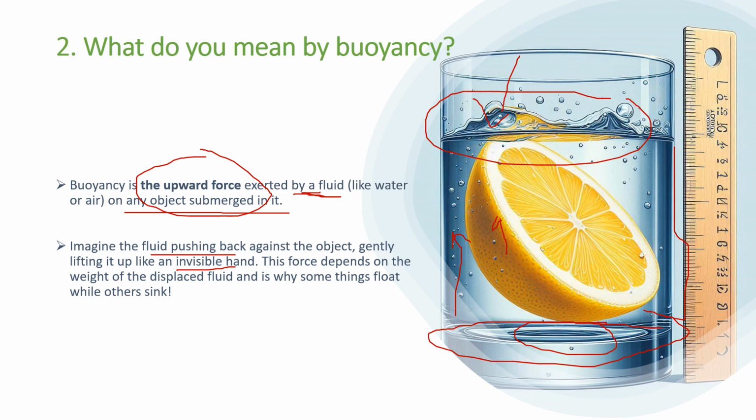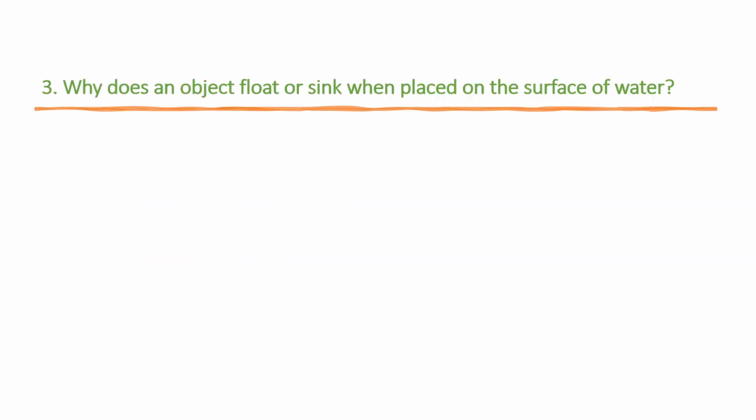This force depends on the weight of the displaced fluid, and that is why some things float while others sink. Remember, the object sinking or floating depends on how much fluid it displaces. That's also one of the things. Now let's take a third one. Why does an object float or sink when placed on the surface of the water?